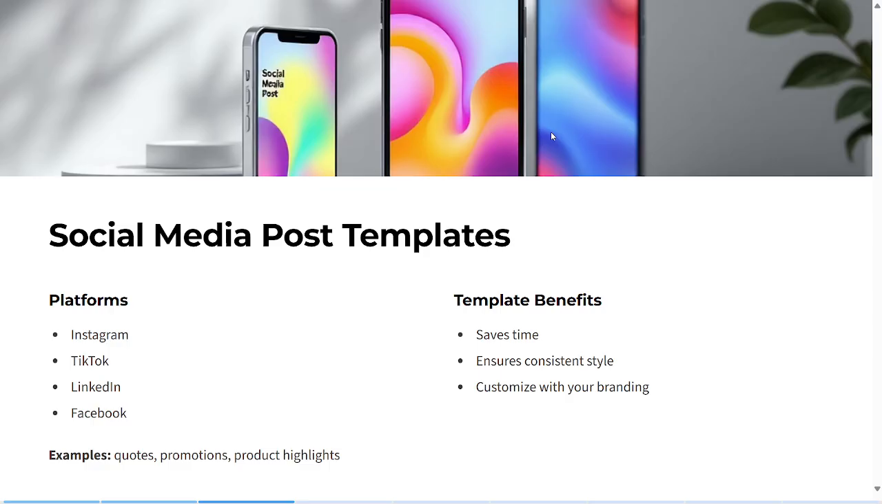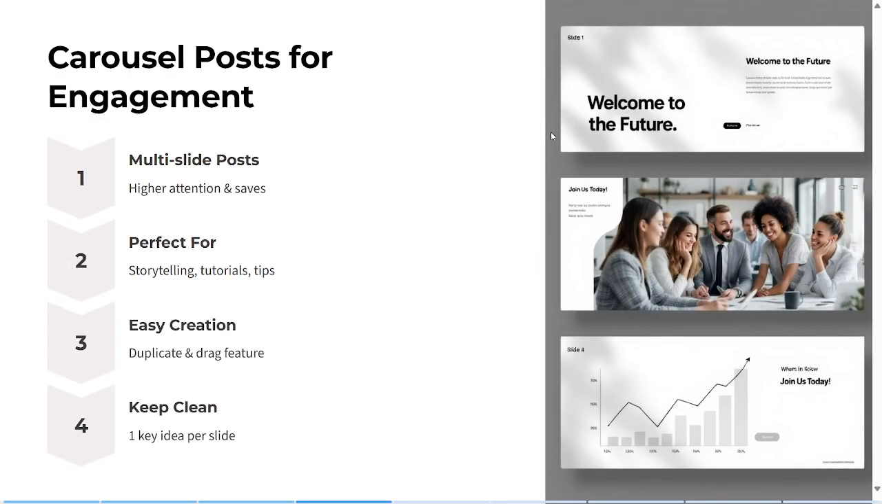So when it comes to Canva, you can just go to Canva templates, pick any one, and just edit. It has all been created for you. For example, to create quotes, promotions, or even product highlights.